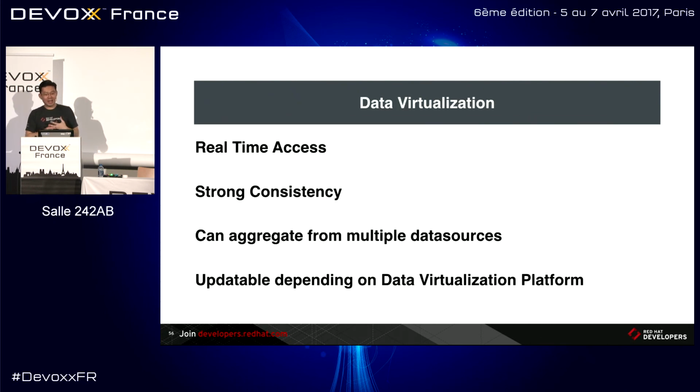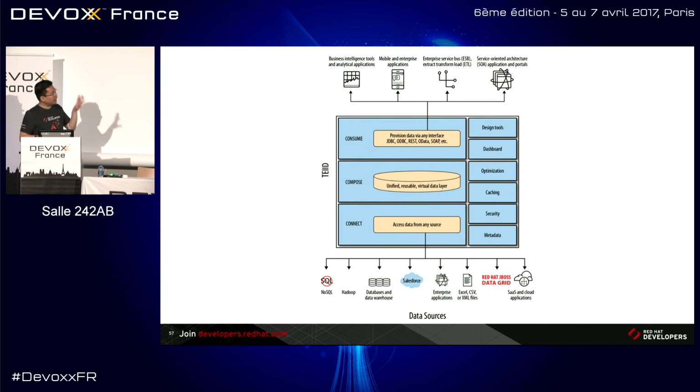Data virtualization. I'm going to hurry because I'm running out of time, okay? You have real-time access because you're reading from the real tables beneath the data virtualization platform. You have strong consistency, can aggregate from multiple data sources, and again, it's updatable depending on the solution that you choose. I'm showing you the picture of Teiid, which is an open source data virtualization platform. I don't expect you to know what's written there. I just want to show that you can aggregate from multiple different data sources.